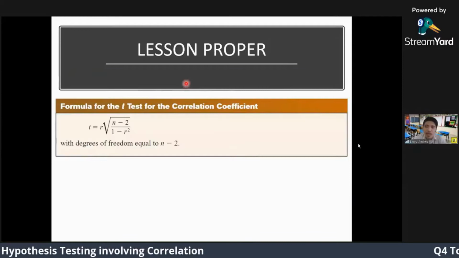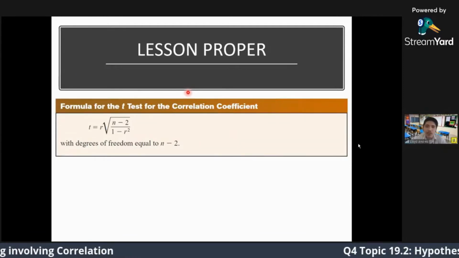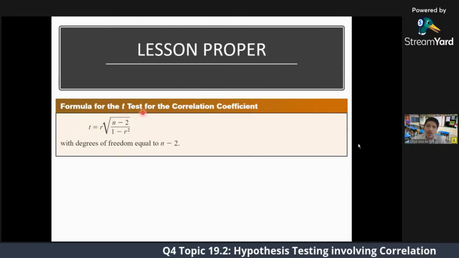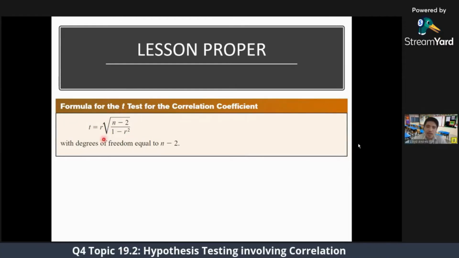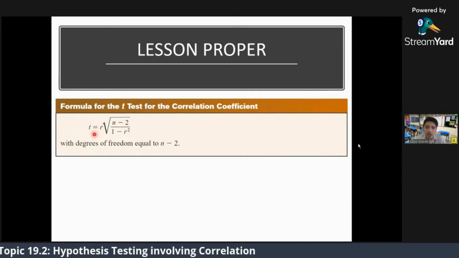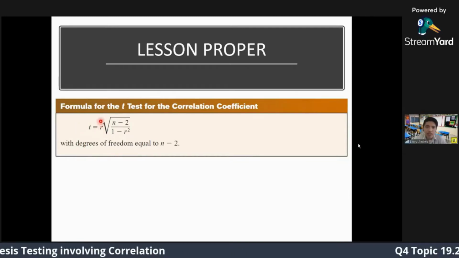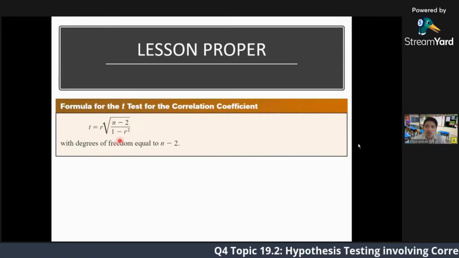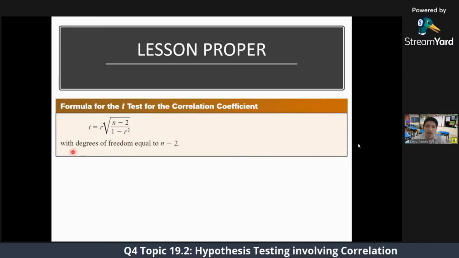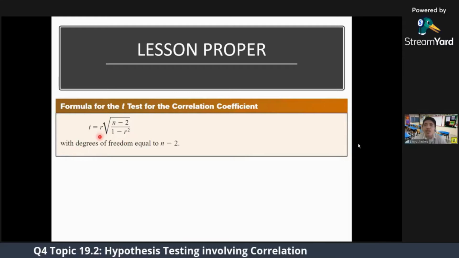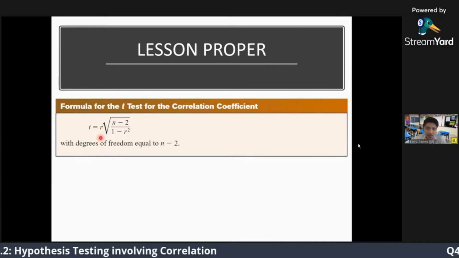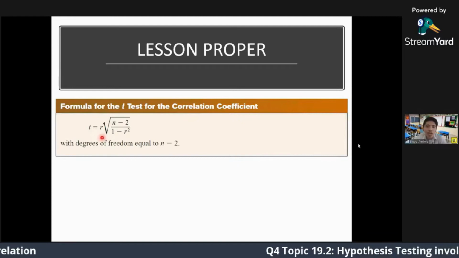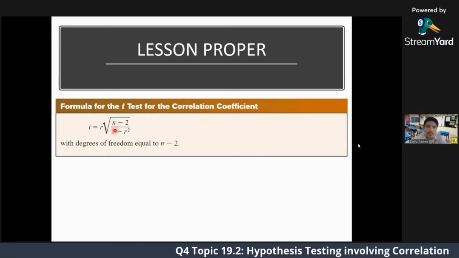After determining the critical value, we will solve for the test statistic. The formula for the t-test for the correlation coefficient is: t equals r times the square root of the quantity n minus 2 over 1 minus r squared. The r here is the correlation coefficient that you solved using the formula from the previous lesson, while n is the sample size.